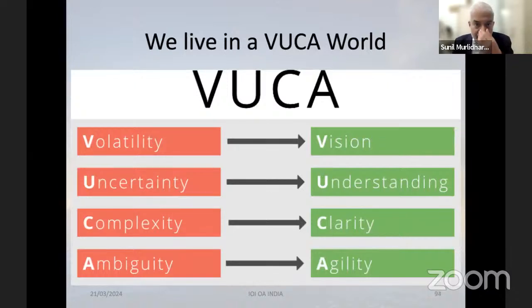So, okay, we live in what we call a VUCA world. This is when I first went to England, or sometime before that, around the early 80s, when I first heard this term in a management context. And it basically said that we live in a VUCA world, meaning we live in a world that is defined by volatility, uncertainty, complexity, and ambiguity.